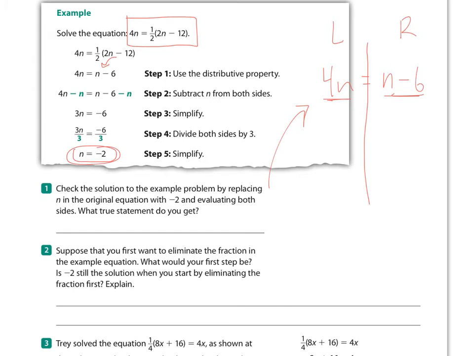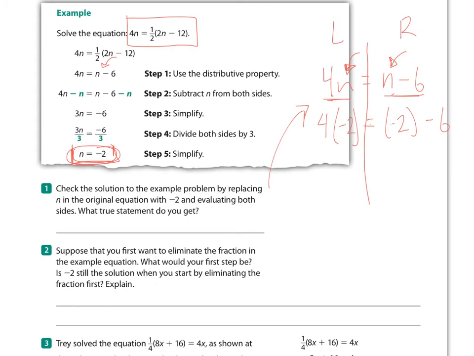If I want to check that, we can. All we do is take our answer here, which they found to be negative 2, and substitute negative 2 into our equation. This is our original equation right here. Everywhere that I see an n, so right here and right here, I'm going to plug in the number negative 2, and then add, subtract, multiply, whatever I need to. So the left-hand side says 4n, or 4 times n, so that's 4 times negative 2, and I want to know if that's going to be equal to negative 2 minus 6. I have no idea, but let's keep going here.